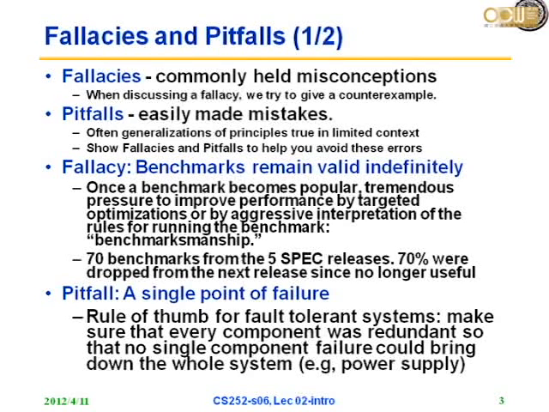Next is a pitfall, a single point of failure. So the rule of thumb for fault-tolerant systems: make sure that every component is redundant so that no single component failure could bring down the whole system. Like in our disk system example, the power supply is the weakest point, the weakest link of the chain. Okay? So this is something we should pay attention to.